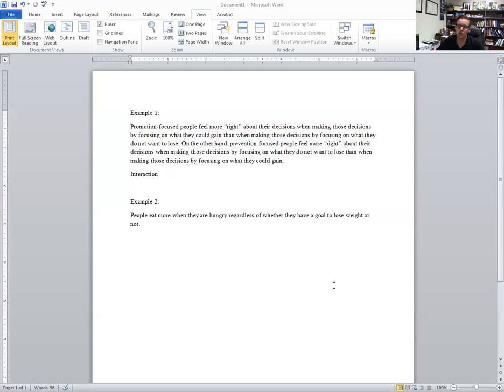But for the sake of showing you what no interaction looks like, let's just take the statement at face value. Okay? So then we can draw two dots for the people who have a goal to lose weight. I'm gonna go back here and copy this dot so I don't have to redo everything. So when they're hungry, they're going to eat more than when they're not hungry. And according to the statement, again, we're taking it at face value, regardless of whether they have a goal to lose weight or not. So we go back in here.